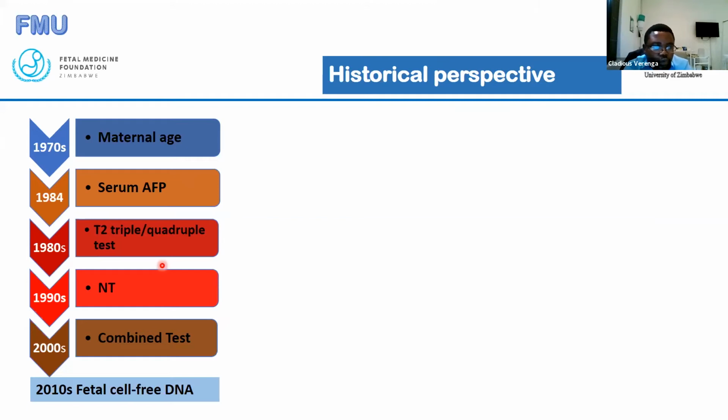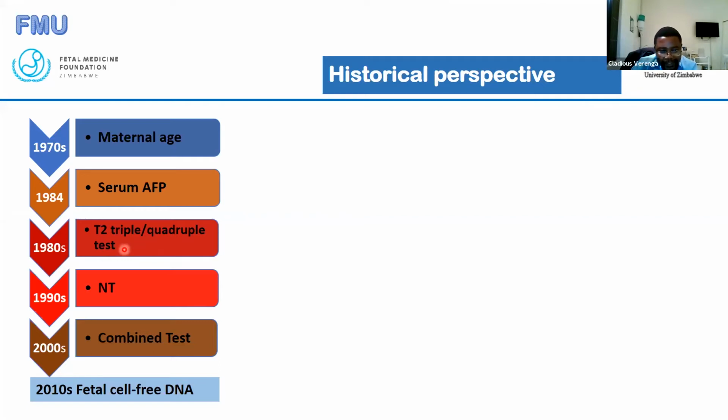The triple test was now using more markers than just the serum alpha fetal protein. These are second trimester markers, by the way. That means they were done after 14 weeks of gestation. The triple test includes human chorionic gonadotropin, alpha fetal protein, and either inhibin A or unconjugated estriol, to make it a quadruple test. So this test continued to be offered, but again, the detection rate was lower than what was expected, and Down syndrome babies continued to be missed.